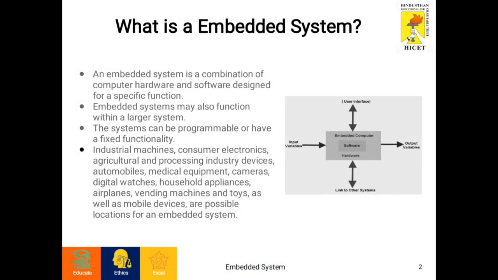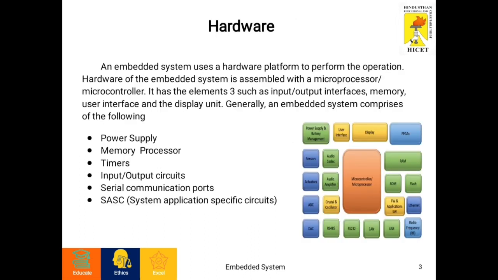In the given block diagram, we can see an embedded computer has both hardware and software, input variables and output variables, user interface, and link to other systems. A few examples of embedded systems are automobiles, mobile phones, industrial machines, and medical equipment.